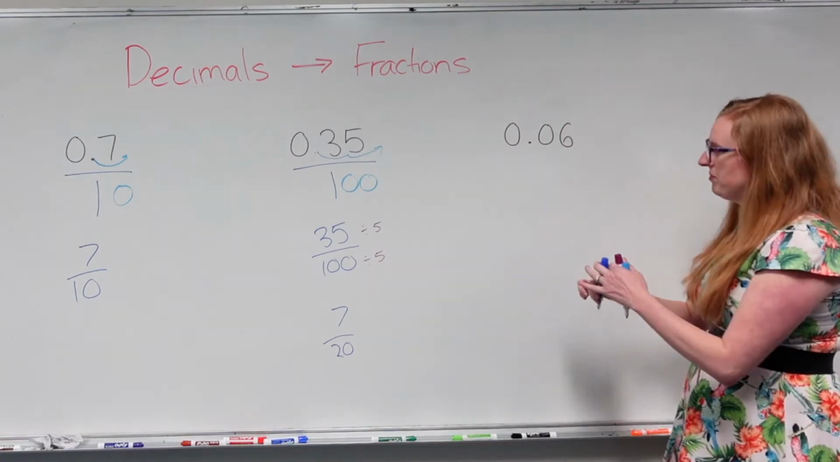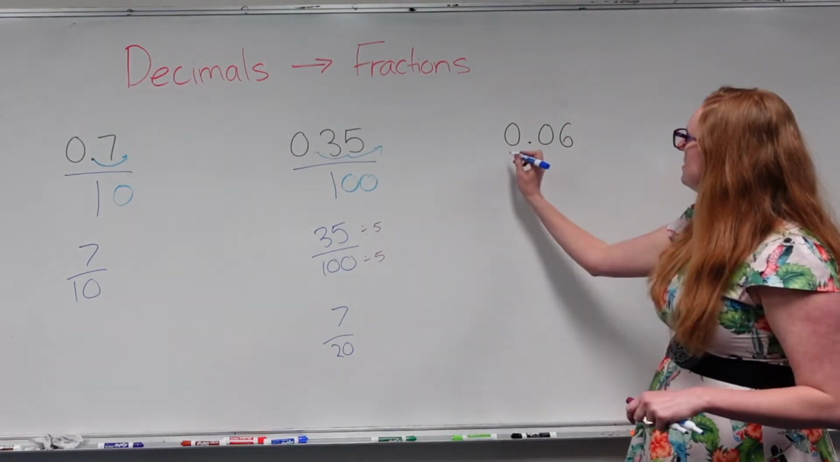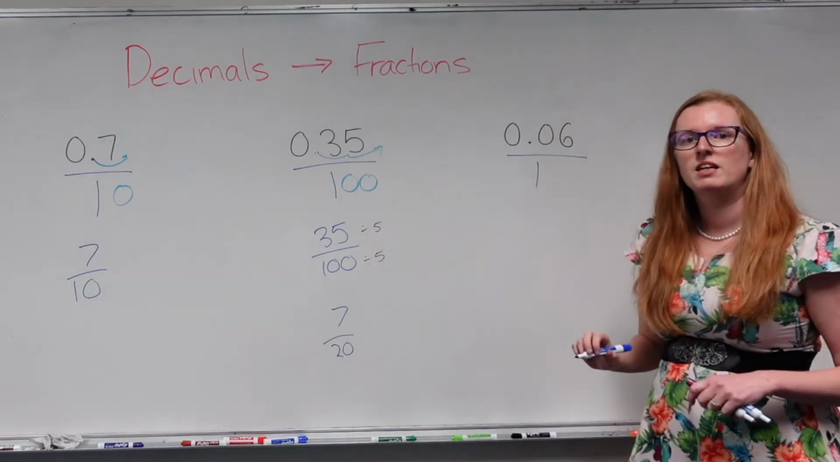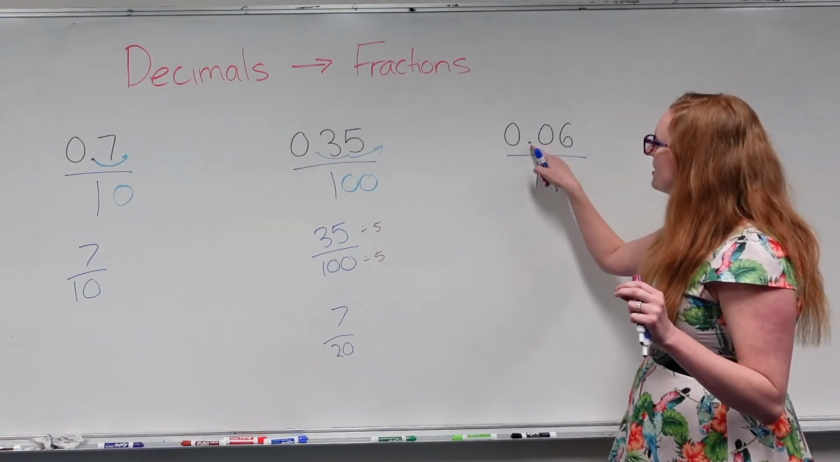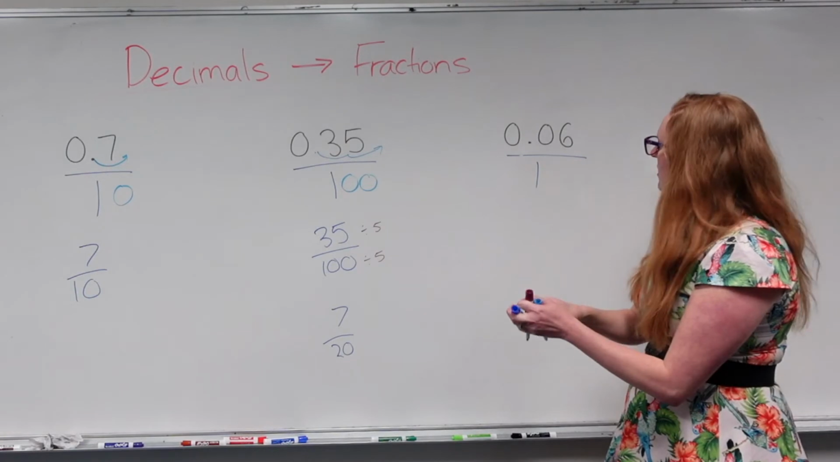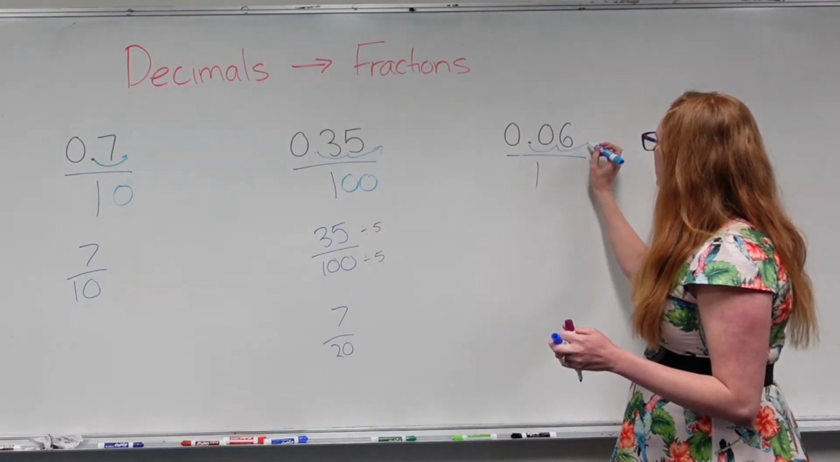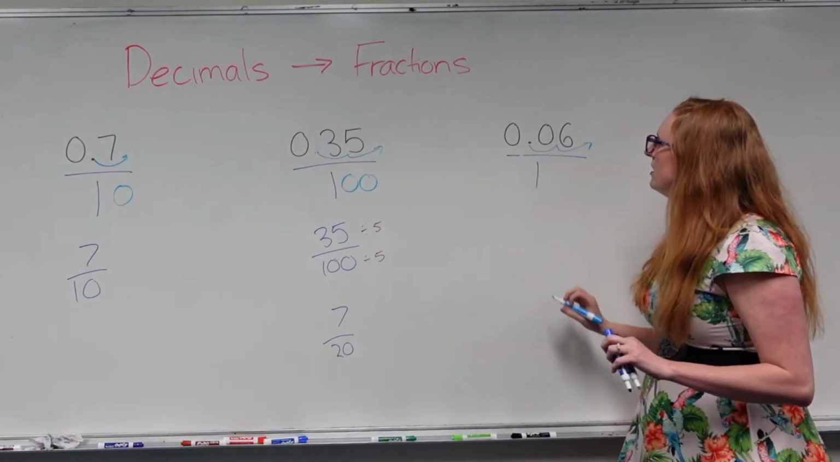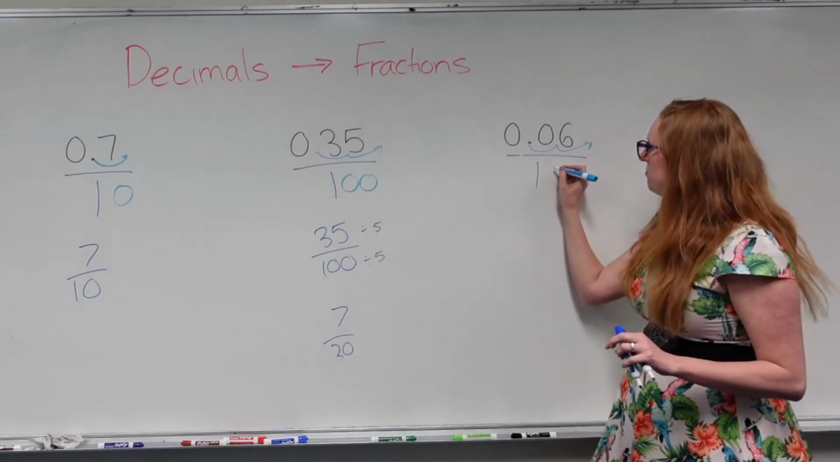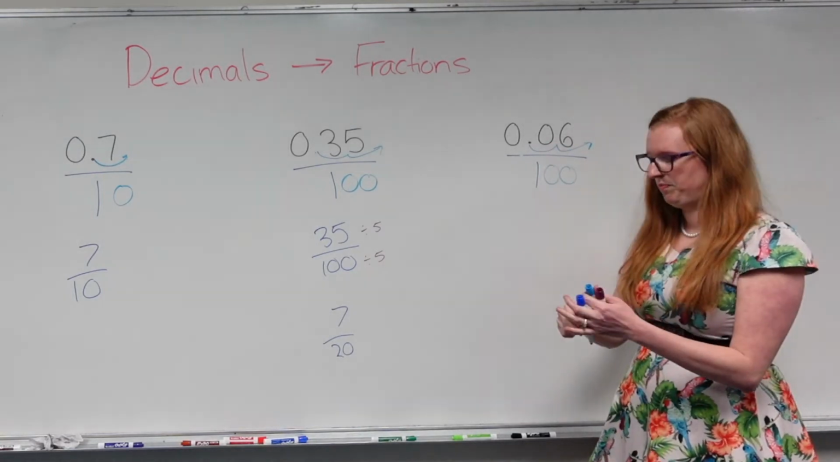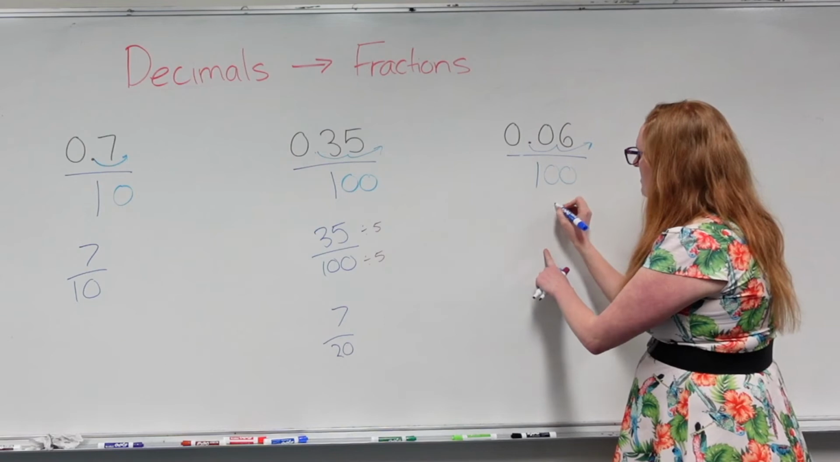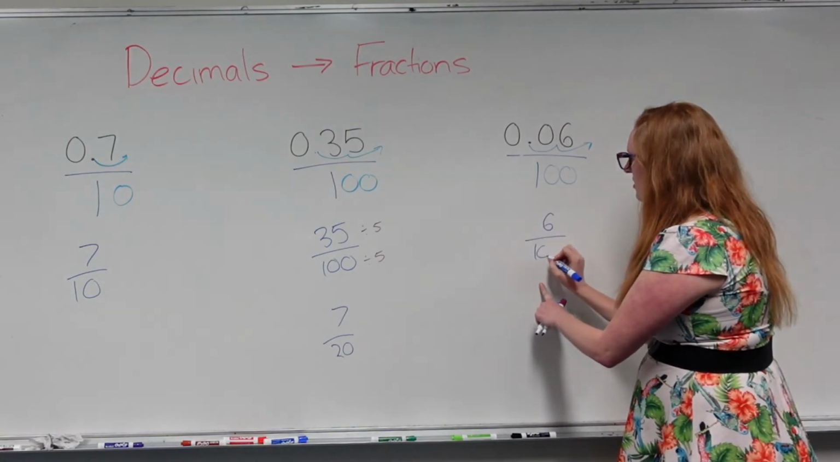Let's try this one. 0.06, I'm going to put it over 1. But I'm not quite done. I've got to get rid of this decimal place. So I'm moving it out 1, 2 spots. It's gone. Because I moved it 2 spots, I'm putting 2 zeros on the end. Now let me rewrite this. I've got 6 over 100.